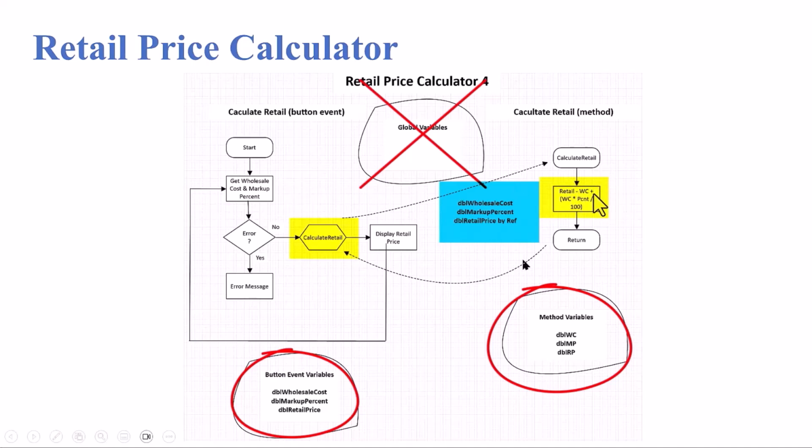This method is then going to accept all three variables, including the double retail price, but it's going to accept the retail price by reference. In other words, it has the location of where it actually is. It'll do its calculation, and whatever it comes up with is going to get automatically changed in the calling program. So let's take a look and see how this works out by looking at code.